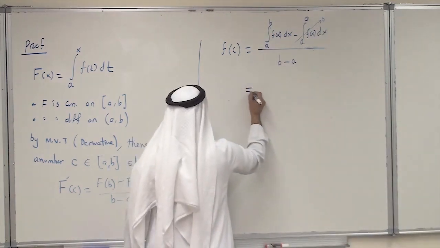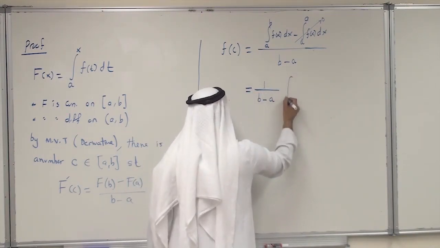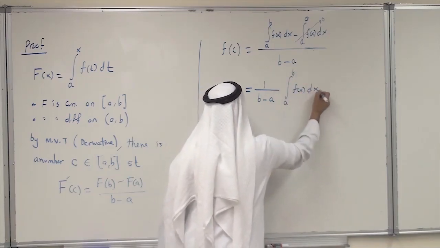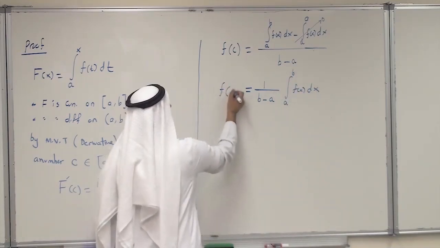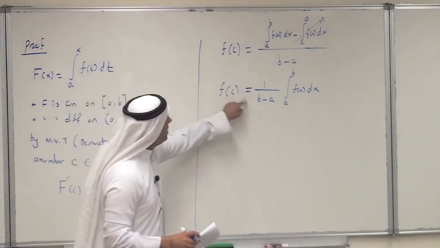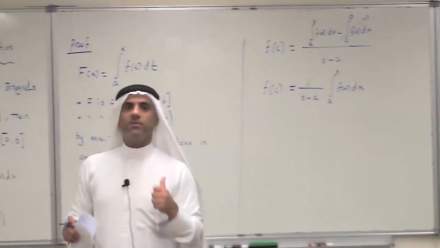This is equal to, I will just write it this way, 1 over B minus A times the integral from A to B, f of x dx. This is equal to f of C. So there is at least one C whose image is equal to this quantity. This is guaranteed by the mean value theorem of derivative.